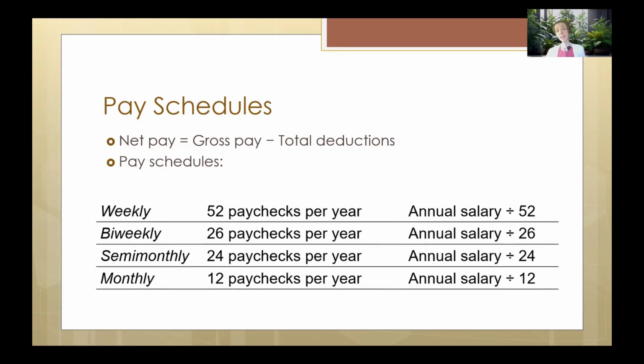Bi-weekly, which is 26 paychecks per year, right? Because not every month has 4 weeks. Exactly. So we know there are 52 weeks in a year. 52 divided by 2 is 26. So bi-weekly is 26 paychecks per year. Semi-monthly would be 24 paychecks per year because that's twice a month. There are 12 months in a year, so 24 paychecks per year, and monthly 12 paychecks per year.